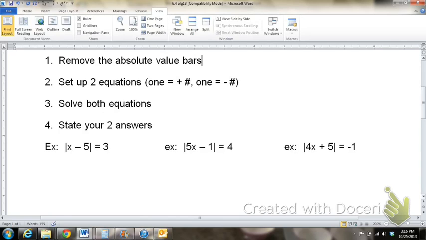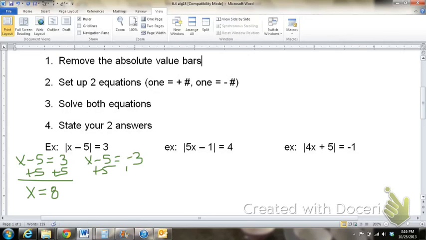Okay, so first thing we're going to do is remove the absolute value bars and set up two equations. So one is going to be x minus 5 equals positive 3, and the other one is going to be x minus 5 equals negative 3. Now I just solve these two equations. Add 5, and I get x equals 8, and x equals 2. These are both your answers. You're going to have two answers. Okay, so let's try the next one.